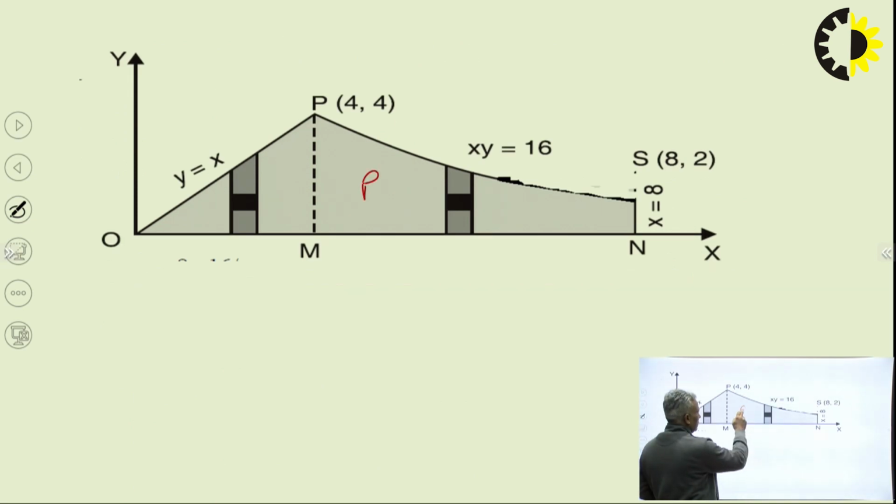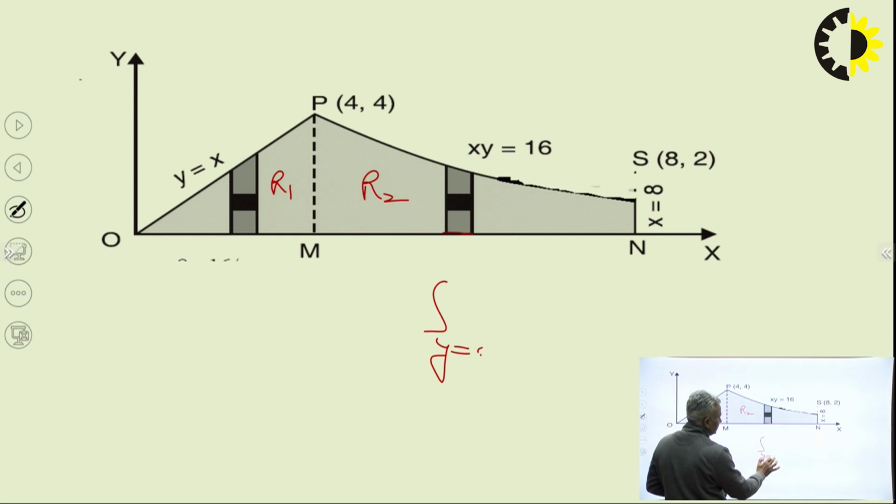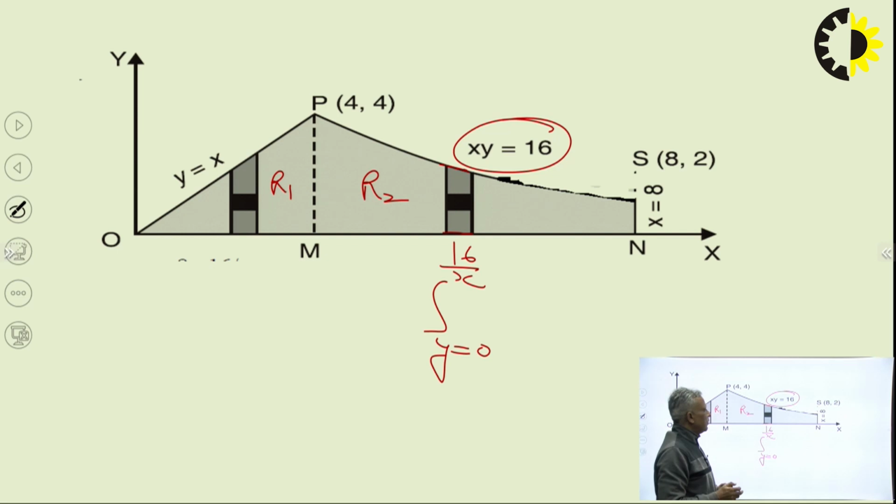This is R2 and this is R1, right? So students, see very carefully. For strip R2, the lower part touches the x-axis, so the lower limit is y equals 0 here, and the upper limit is 16 by x here, because the upper part touches the hyperbola, and the limit from this equation will be 16 upon x.